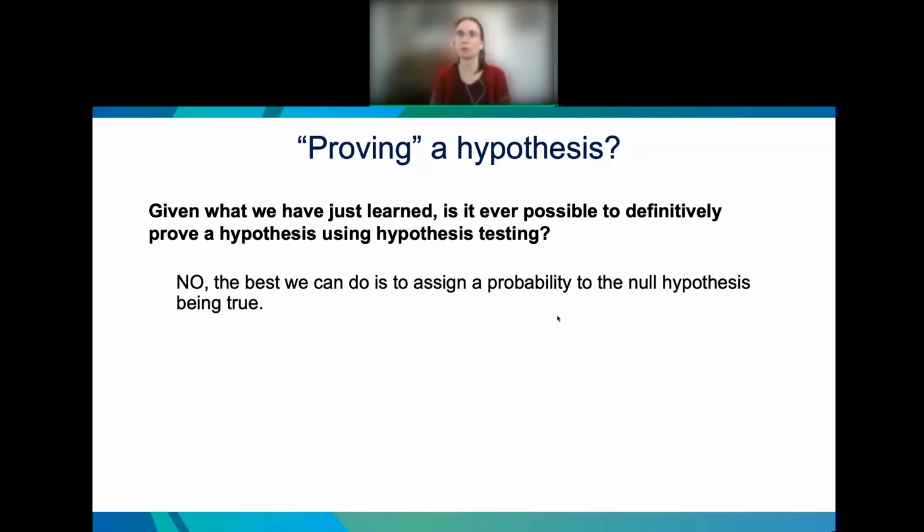But very important to note, given that we're never able to measure everything in the entire world, we're always sampling. The best we can do is assign a probability. We cannot definitively prove a hypothesis.